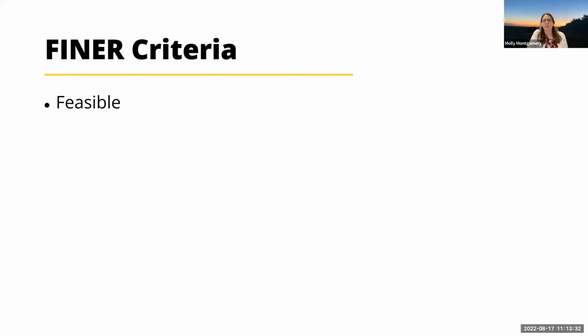The F stands for feasible. So you need to think about, can this research project be something you can accomplish in your current setting? Do you have the time? Do you have the resources? Do you have the funding? Do you have access to the populations you need? Is it even possible to do? Working with medical students, they come to me with huge ideas, which are super exciting, and I applaud them for wanting to take on so much, but in that current setting, it's just not feasible.